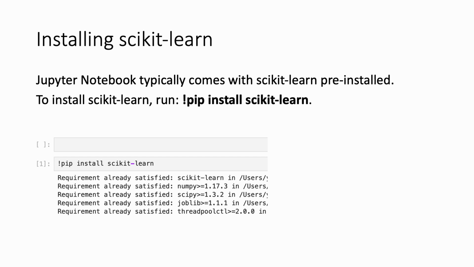If you are using Jupyter Notebook, you'll often find that Scikit-learn is already pre-installed. However, if you need to install it, the easiest way is to run this command directly within your Jupyter Notebook. In this example, we see a series of lines that say requirement already satisfied, followed by the package name and location. It means that Scikit-learn and its necessary dependencies are already installed on your system.